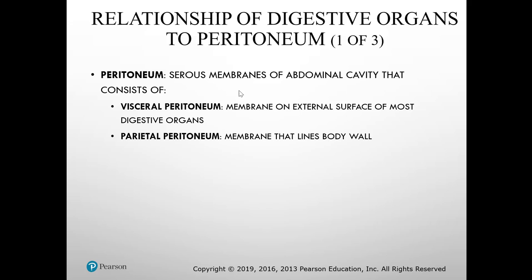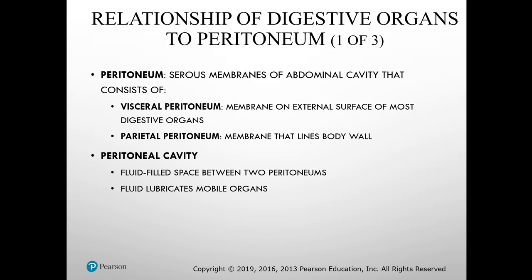And then finally they go around and cover. The peritoneum itself, in the end, will be wrapping around each of the organs, and that's when they are called the visceral peritoneum. They become the membrane that lines the body wall. So the peritoneal cavity is not actually the abdominal cavity, but a fluid-filled space between two peritoneums. The intention of the fluid is to lubricate mobile organs.